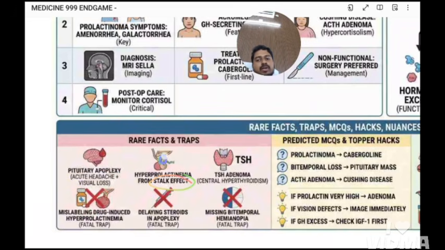Second is because of stalk effect. What happens is the hypothalamus secretes dopamine, and that dopamine inhibits prolactin. When there is a tumor or stalk effect, dopamine is not secreted, as a result of which prolactin increases. This is known as stalk effect. Third is if TSH is increased, that means this is a type of central hyperthyroidism, and it is not peripheral hyperthyroidism. We had already discussed this.